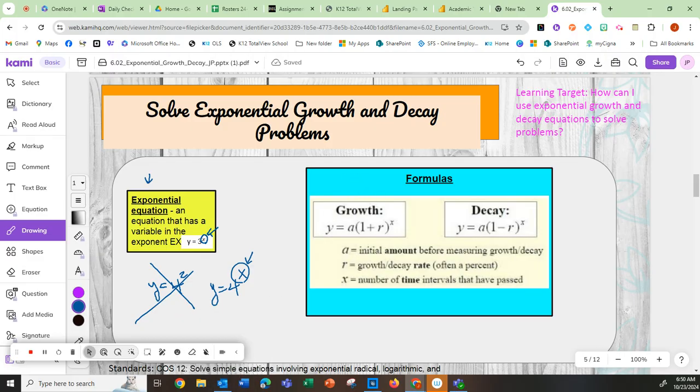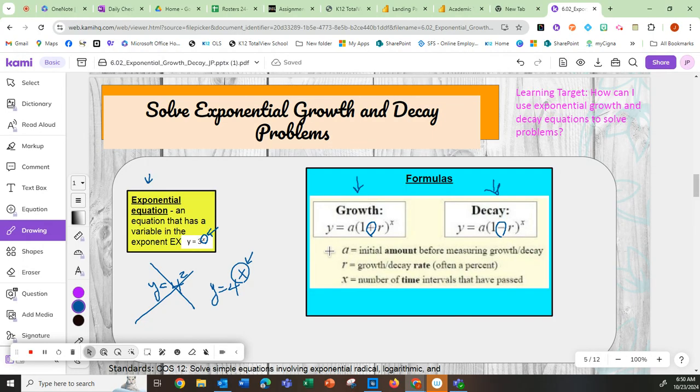Today we're going to talk about two equations. One of them is a growth equation. When we read our word problem, we'll have to determine whether it's growth or decay. We're going to use this formula for growth. We're going to use this formula for decay. They are both exactly the same, except growth has plus r and decay has minus r.